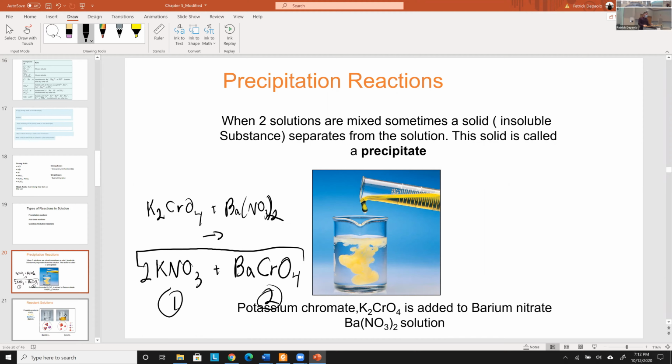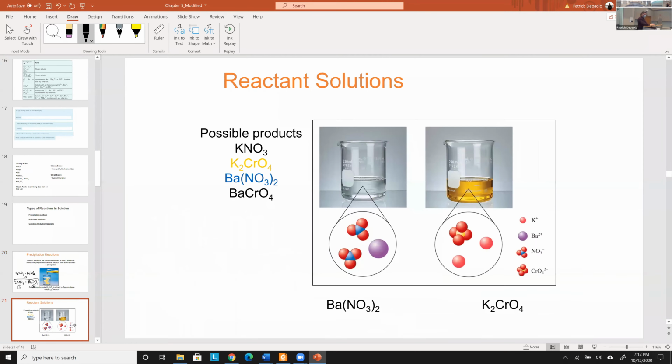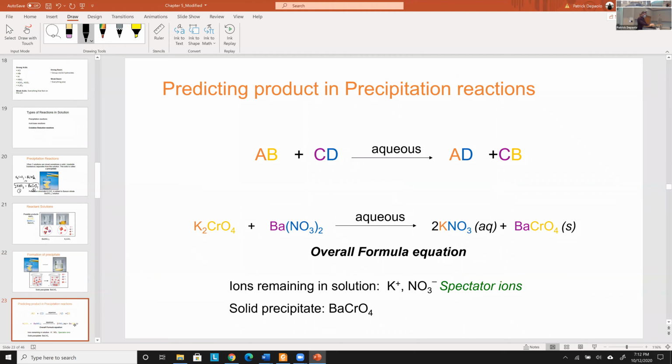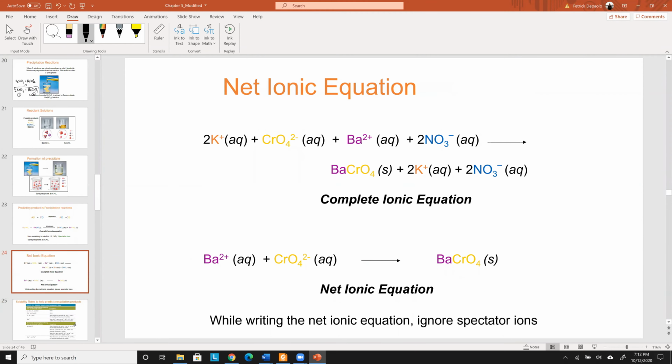So there are many things to do with a precipitation reaction. When you're given one, the question you're going to be asked is to find the net ionic equation. So net ionic equation. Now we'll go over what that means with an example.